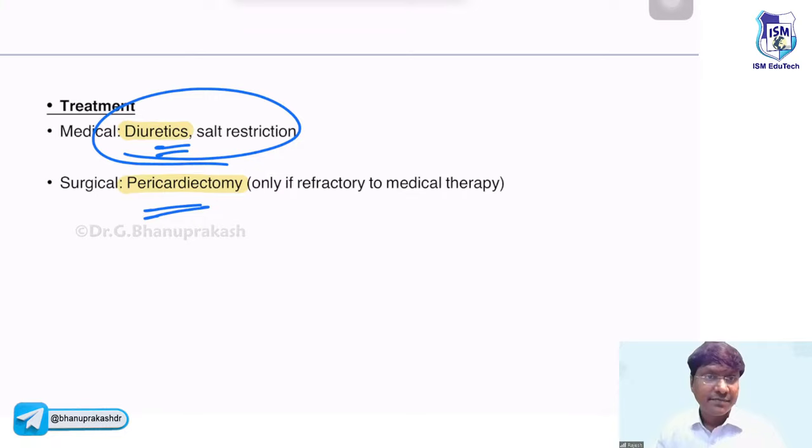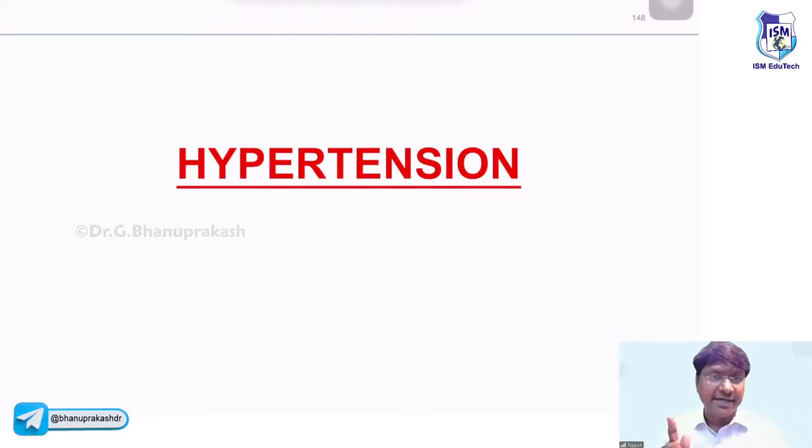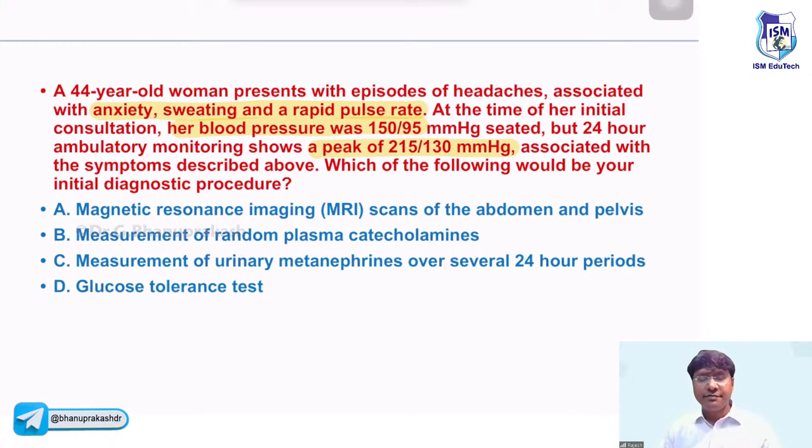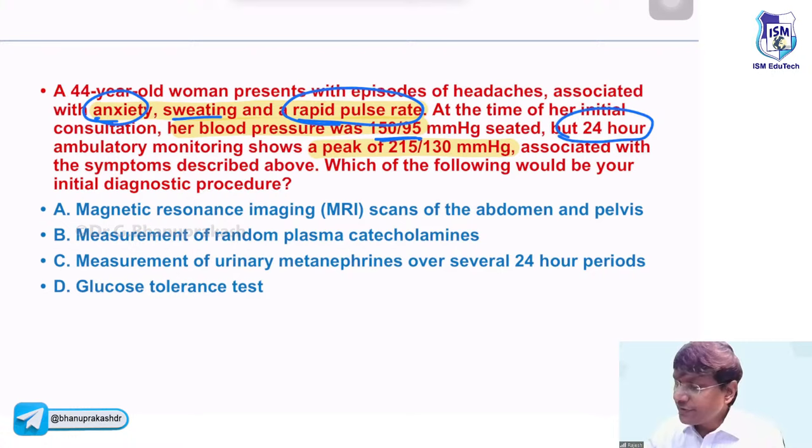So that was about your pericardial disorders, that is acute pericarditis as well as constrictive pericarditis. Now, let me take up the next important topic, that is hypertension. So in hypertension, yes, please go through this question. A 44-year-old woman presents with episodes of headache associated with anxiety, sweating, and rapid pulse rate. At the time of her initial consultation, her blood pressure was 150 by 95 millimeters of mercury in a seated position, right? But 24-hour ambulatory monitoring showed a peak of 215 by 130 millimeters of mercury associated with symptoms described above. Which of the following would be your initial diagnostic procedure?